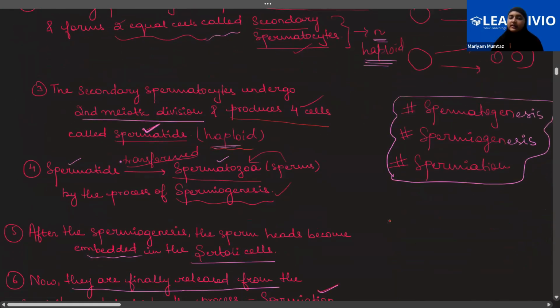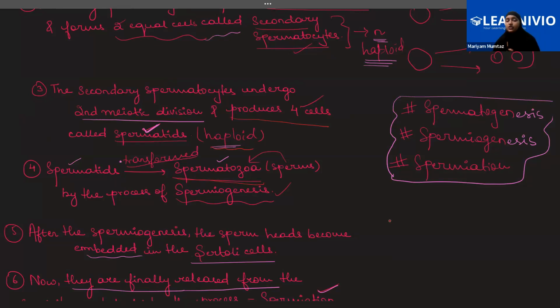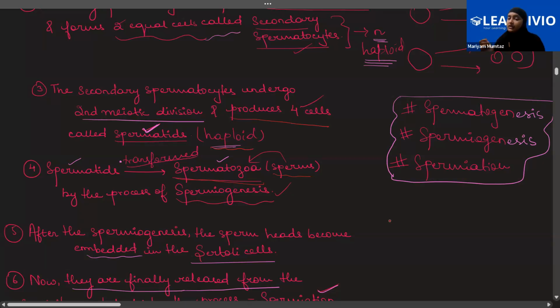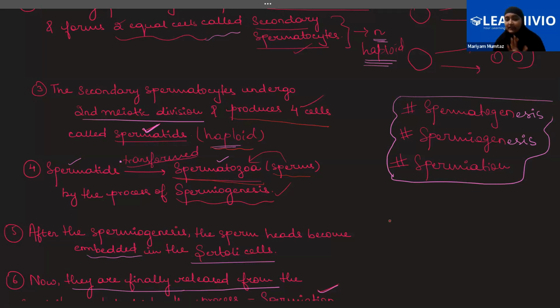Yes. Now the spermatids get transformed into spermatozoa. Transformation means changes in the way it looks, the shape, structure or something. So the spermatids, after being formed, are transformed into spermatozoa. Spermatozoa is the scientific name of sperms, formed by the process of spermiogenesis. See, spermiogenesis is different from spermatogenesis. This is very confusing, so you have to be clear here.